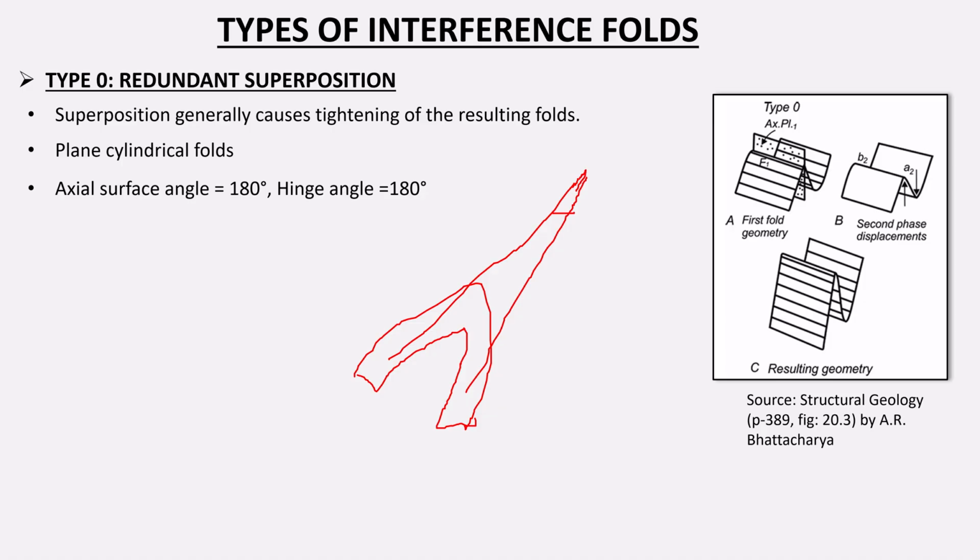And what is the hinge angle? If it is a hinge line that is curved, and we draw a tangent from here and a tangent from here, the angle between them is basically the hinge angle. So in this case, as it is a plane cylindrical fold, the axial plane and the hinge line are not curved. That's why both are 180 degrees.